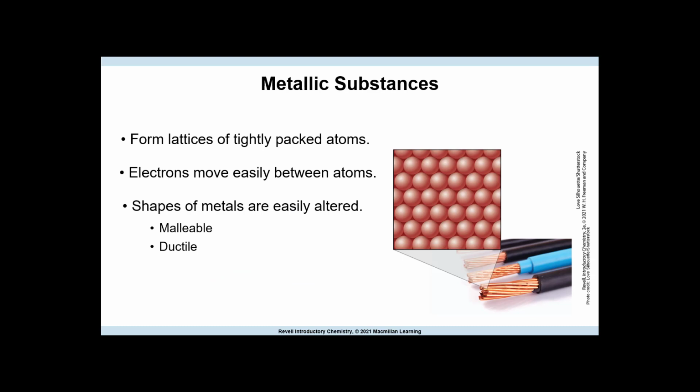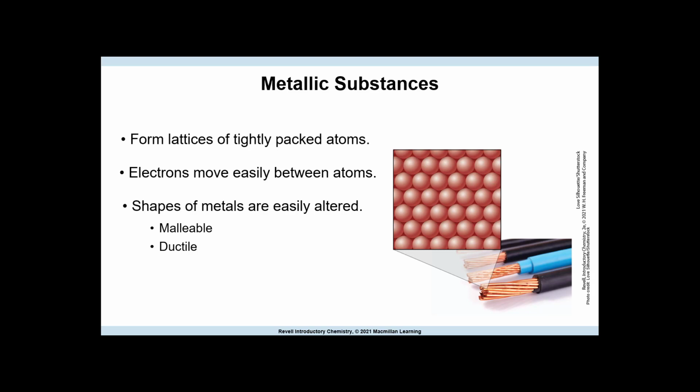Elemental metals, as well as mixtures of metals called alloys, usually form ordered lattices of tightly packed atoms. Metallic atoms have a loose hold on their outer electrons, and the electrons move easily from one atom to the next. Because of this property, metals are good conductors of electricity.